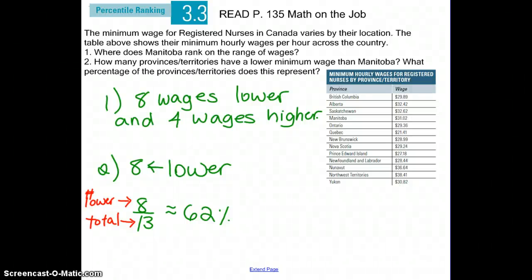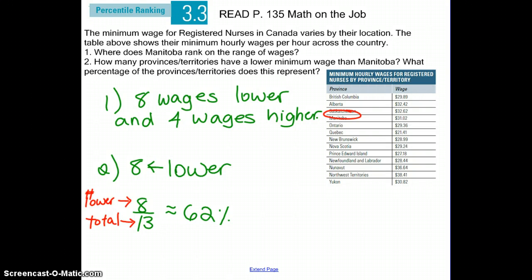We're on to section 3.3, which is titled Percentile Ranking. You can start by reading page 185, titled Math on the Job. Question number 1 says, where does Manitoba rank on the range of wages? So there's about 8 wages lower and 4 wages higher than Manitoba.